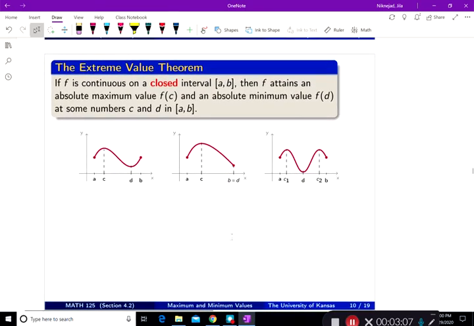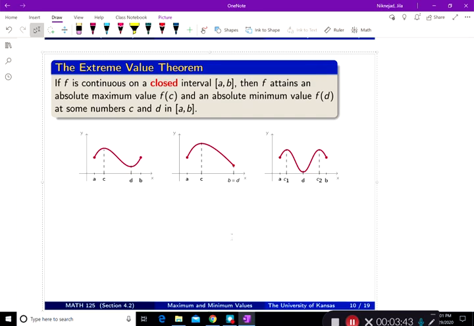Now, the next theorem is the extreme value theorem. If f is continuous on a closed interval a, b, then f attains an absolute maximum value f of c and an absolute minimum value f of d at some numbers c and d in a, b. So between Fermat's theorem and the extreme value theorem, we get two theorems that help us find the maximum and minimum value of a function.